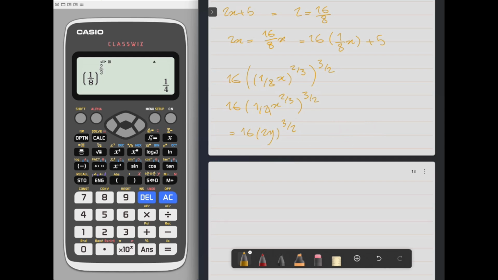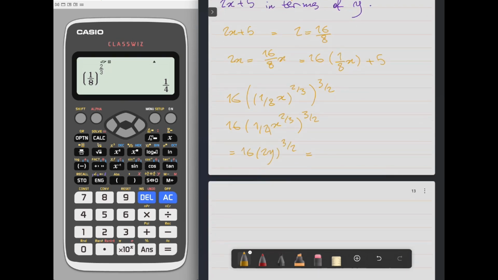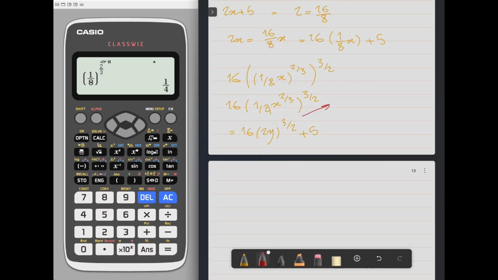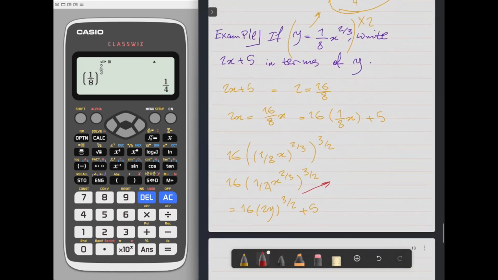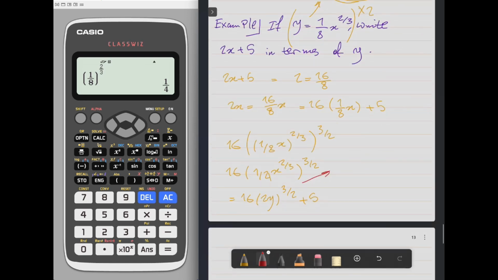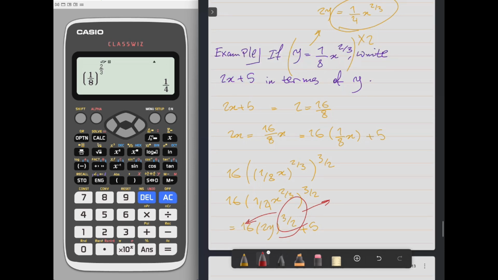Yeah, you can write it like this. No worries for that one. 16 times 2y to the power of 3 over 2. And you have a plus 5 here, so do not forget it. If you want to make sure, you can go back from this one. You can say that y is equal to 1 over 8 x to the power of 2 over 3. And just apply the index, the exponent, the power, and then multiply by 16, the results multiplied by 16, and then add a 5 to it, and you will see that 2x plus 5 will be worked out.